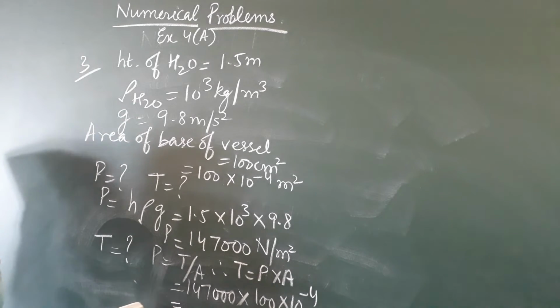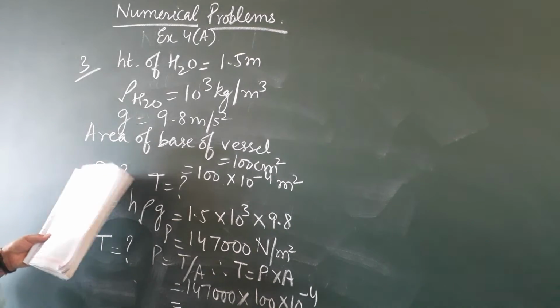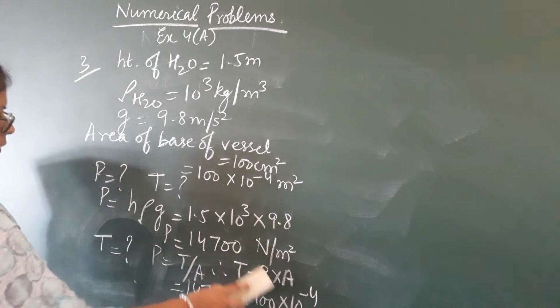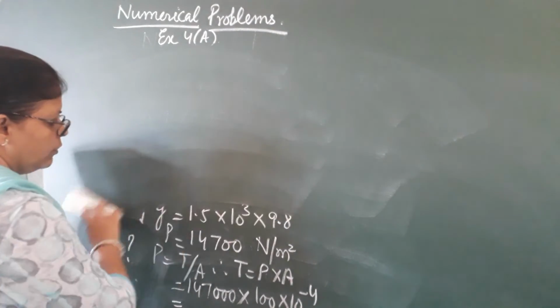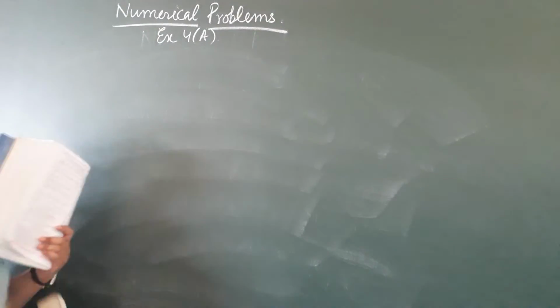Okay, children, I think it will be with 2 zeros. Okay, now let's move on to the fourth question. Now the fourth question, I am reading it out for you.